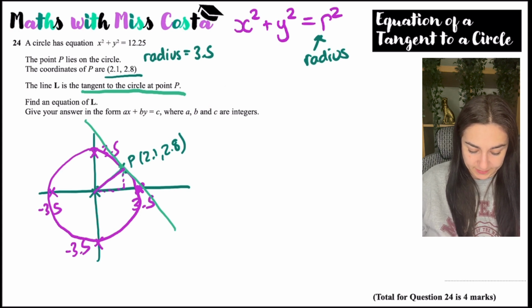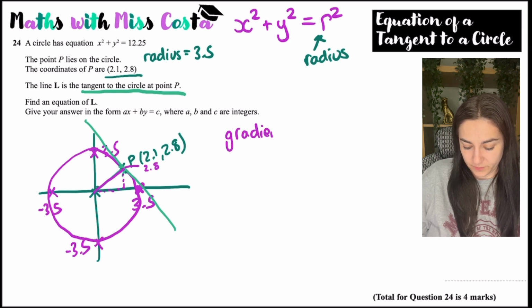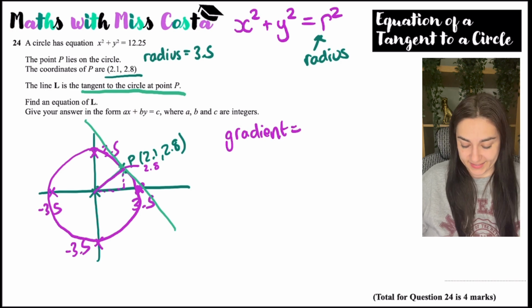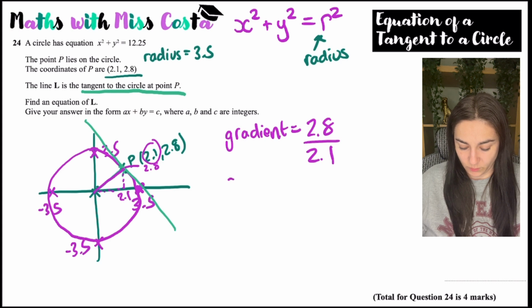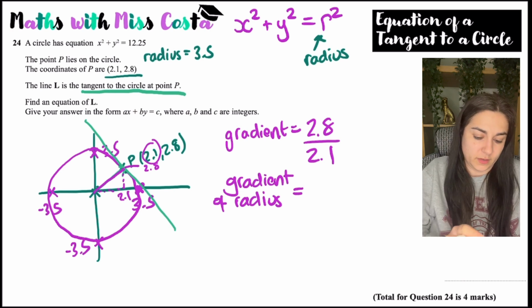If I know that P is the point (2.1, 2.8), my y value is 2.8. So for the gradient, the change in y from 2.8 to 0 is 2.8. And the change in x is, well, my x coordinate is 2.1, so from 2.1 to 0 is 2.1. So the gradient of the radius is going to be 2.8 divided by 2.1, which is 4/3.